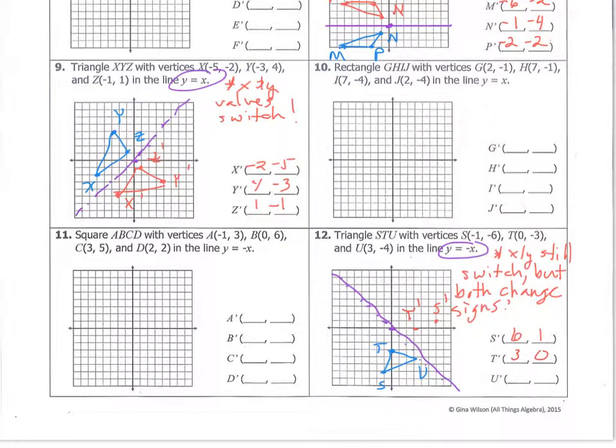And then what's U going to be? What's U going to be? Switch and flip. What is it? 4, negative 3. So to the right 4, and so that is U prime. And then connect.